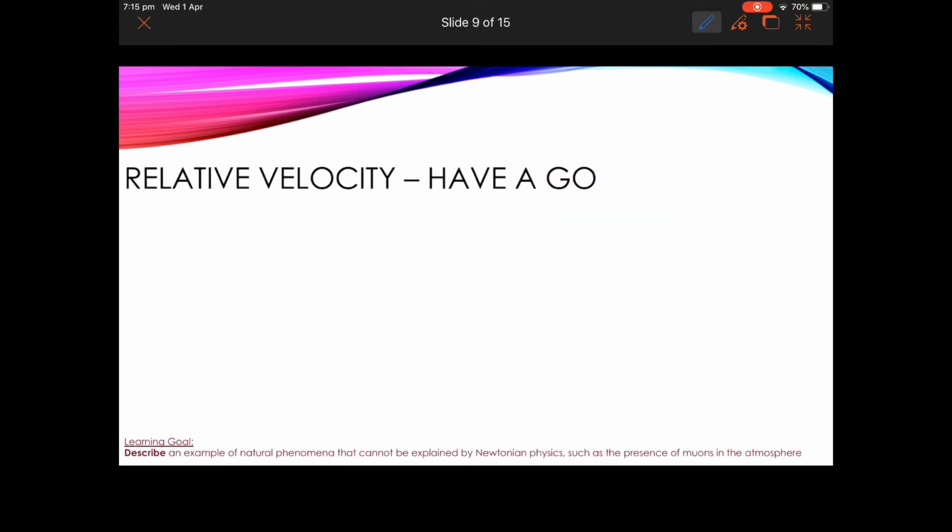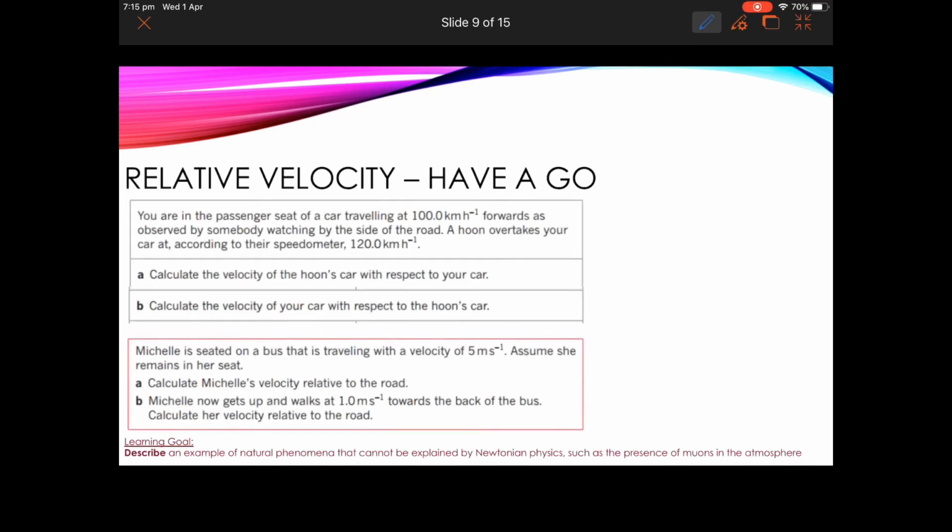Now, let's have a go at a couple of questions. These questions here are from your textbook in chapter 10.1. Please pause this now and have a go.